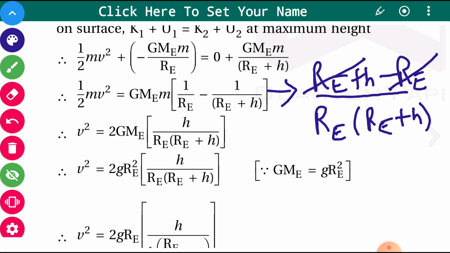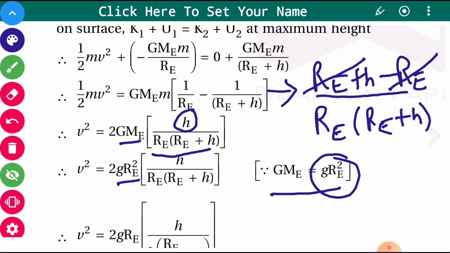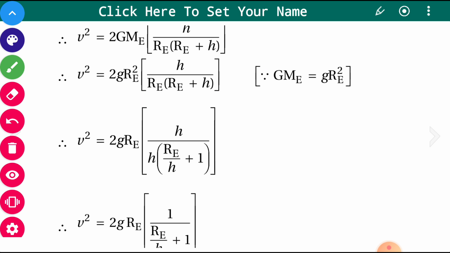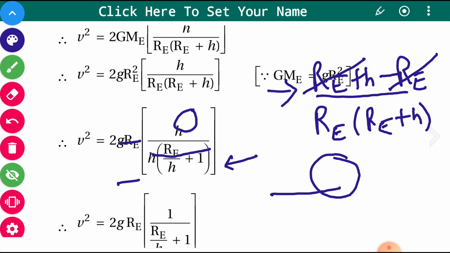So this RE will be cancelled out and you will have H upon RE into RE plus H. Now as you know, GME is equal to G into RE square. So here there is GME, we write G into RE square. Okay, this bracket remains as it is. Then we just simplify this part.